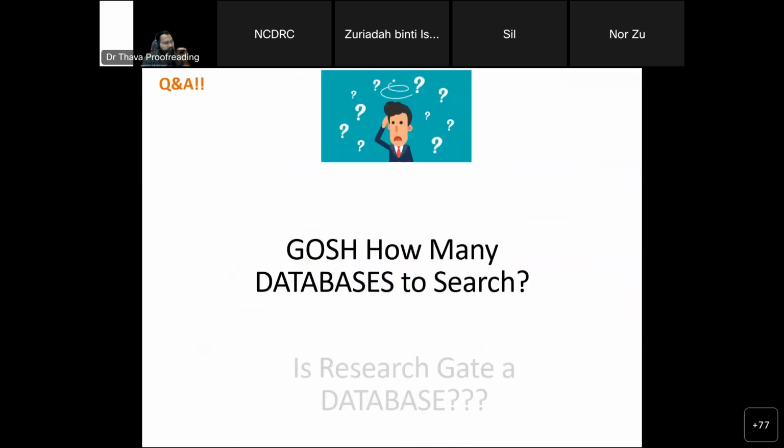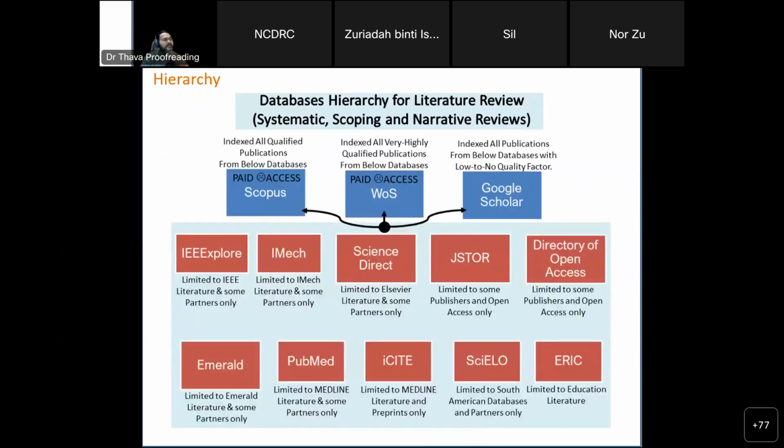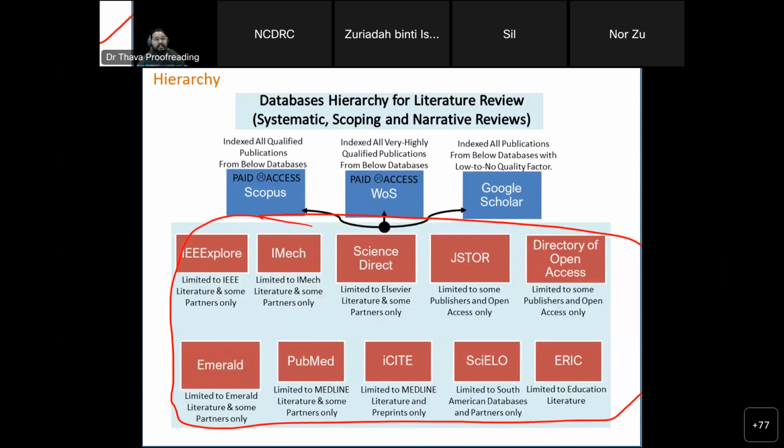But let me go straight to the point. We have all these databases. Some people like to use Science Direct, some people like to use Emerald, some people like to use IEEE Explore. Let me tell you that is not actually very good to do. You know why?